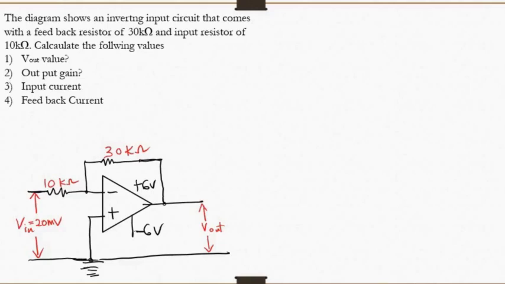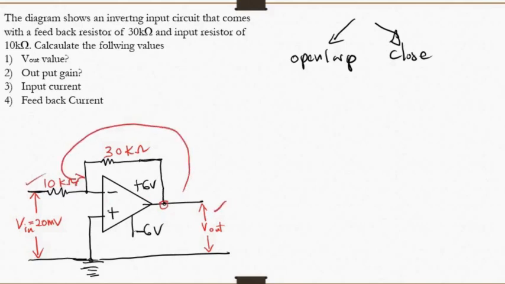Right, this question is from operational amplifiers, and in operational amplifiers there are two types of question models. We have open loop and also we have closed loop. Right, so which one is this? This is closed loop. How do you recognize closed loop? I'm not going to explain theory here, but closed loop means there is a direct connection between output and input. Yes, then this is closed loop.